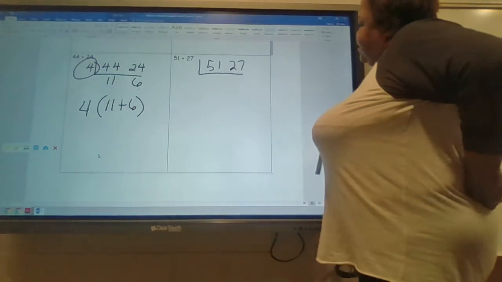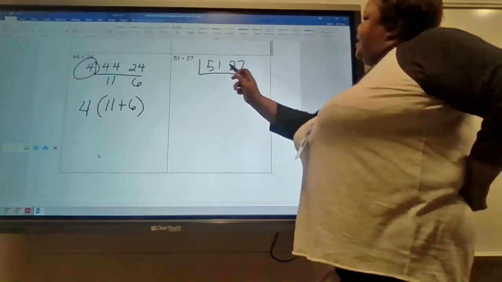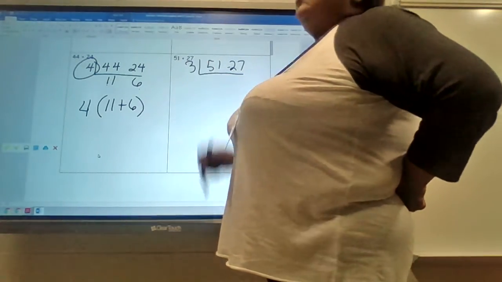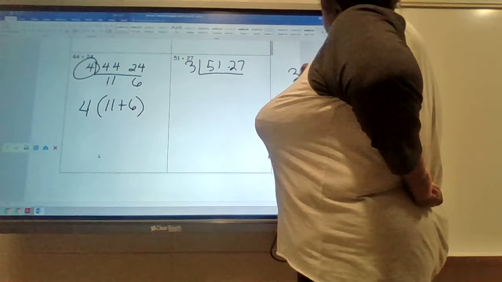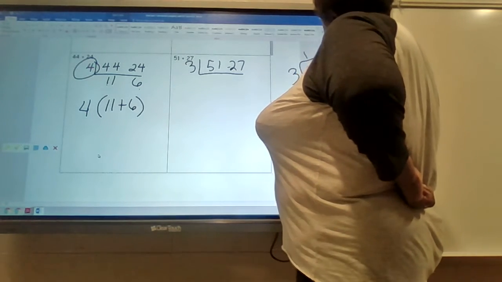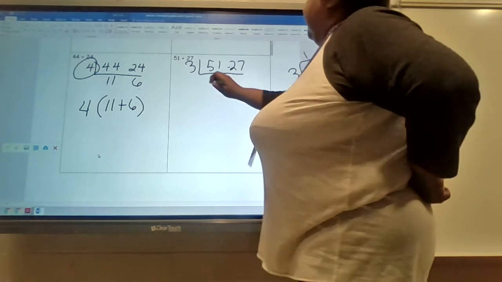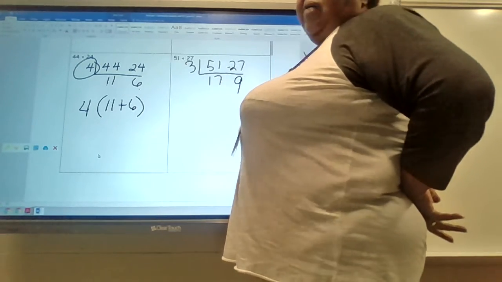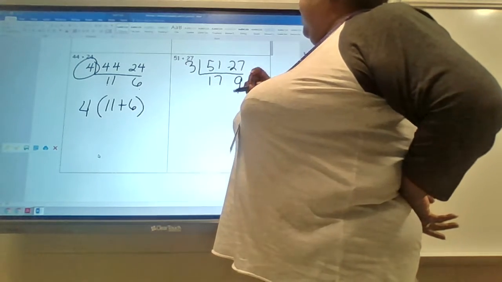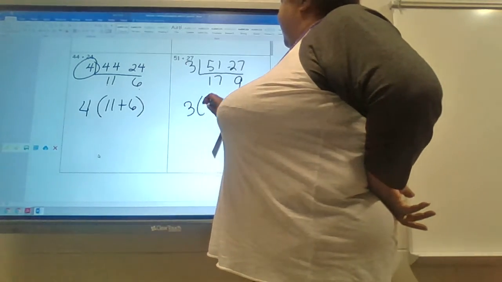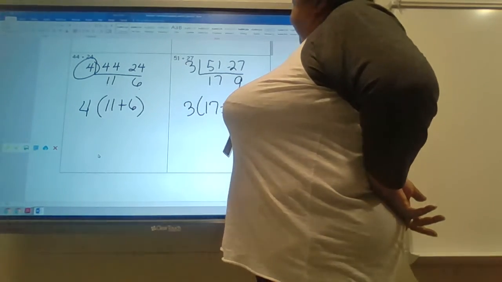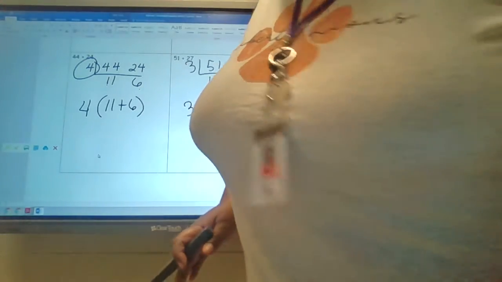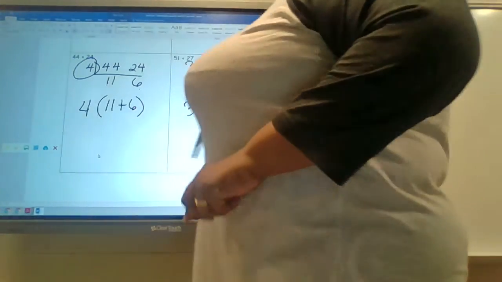Let's see, 5 plus 1 is 6. That's divisible by 3. 2 plus 7 is 9. That is divisible by 3. I don't know what 3 into 51 is, so I'm going to go over here. 3 into 51 is 17. 3 goes into 27 9 times. 17 is prime, so nothing else goes into it but 1. So in my format. And I've posted these before, but some of you are still giving me incorrect answers on this one.